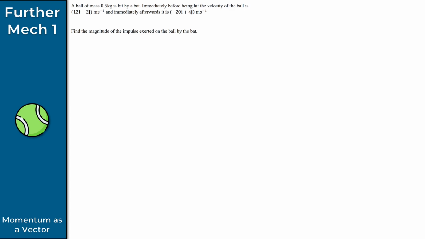So to finish with here then, let's just have a go now at the very last question for this video, question 2. So for question 2 then, we have a ball of mass 0.5 kilograms that's hit by a bat. So immediately before being hit, the velocity of the ball is given as follows. So 12i minus 2j meters per second. And then immediately afterwards, it's given as minus 20i plus 4j meters per second. So for this question here then, all we want to do is find the magnitude of the impulse exerted on the ball by the bat.